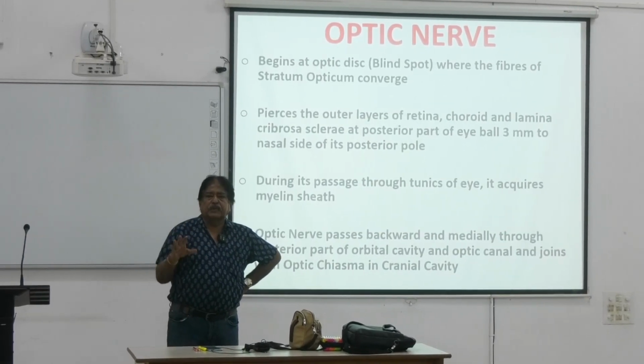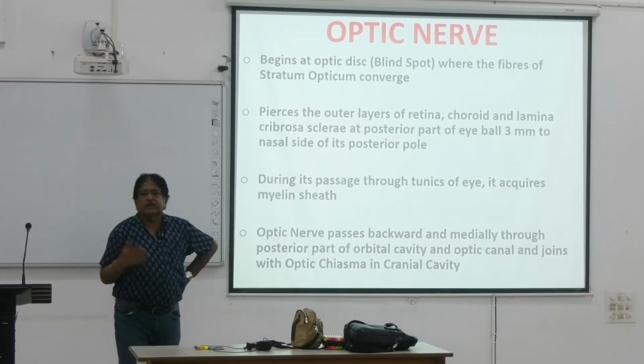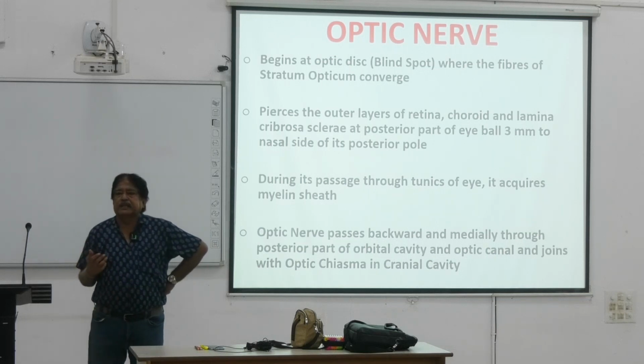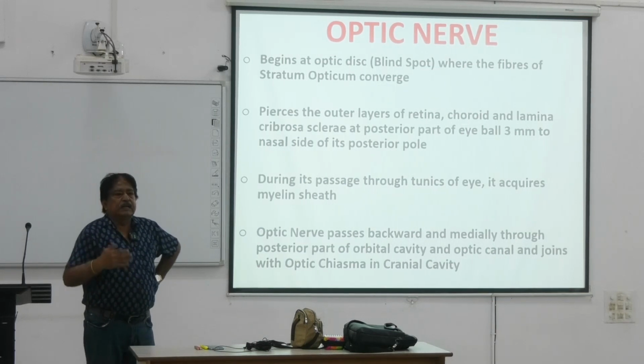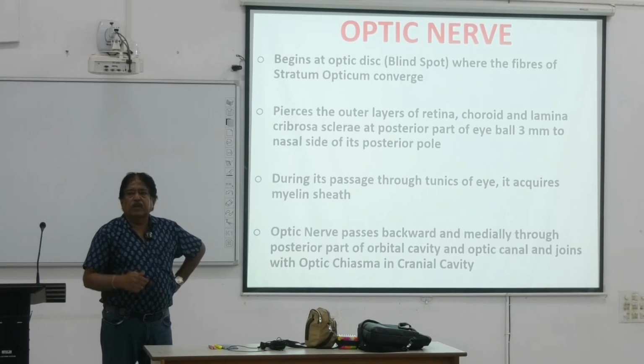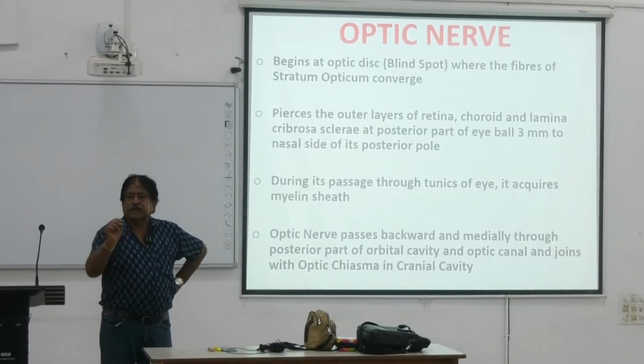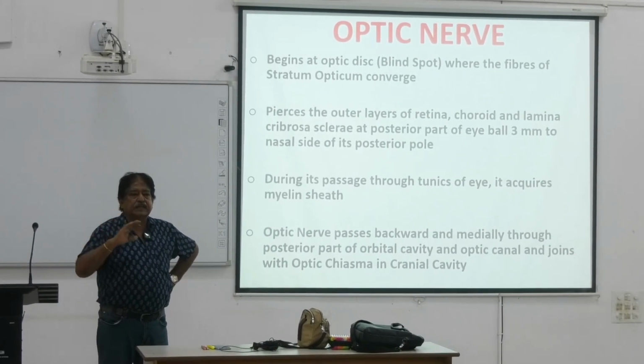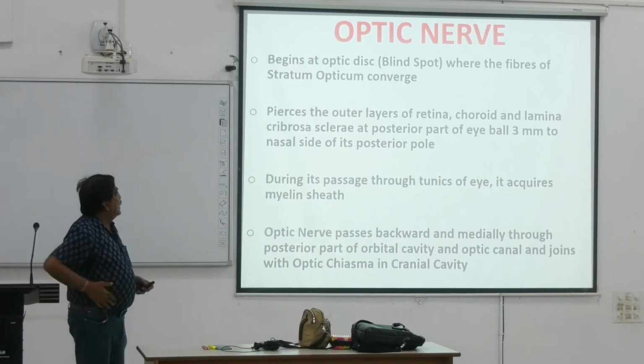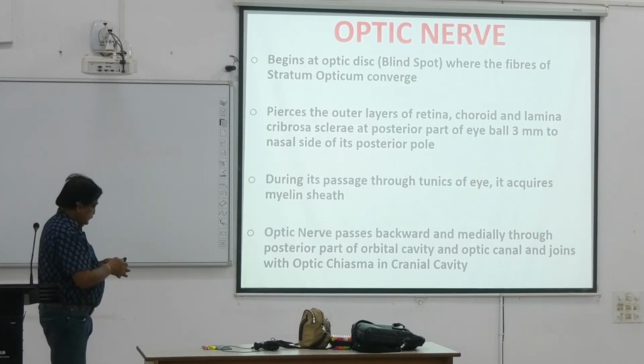But just for your own interest, take a casual look at Gray's Anatomy's total eyeball with the optic disc and optic nerve, and it's a histological section. The nerve now pierces the outer layers of the retina, choroid and lamina fibrosa sclerae at the posterior part of the eyeball, 3 millimeters to the nasal side of its posterior pole.